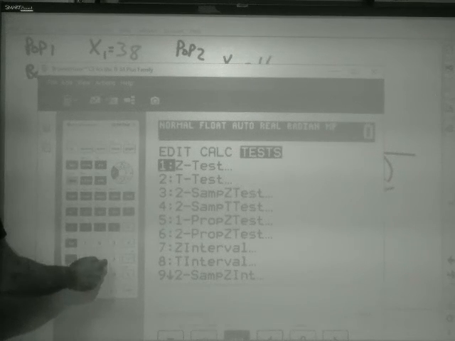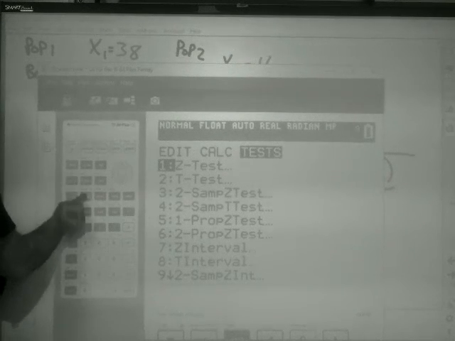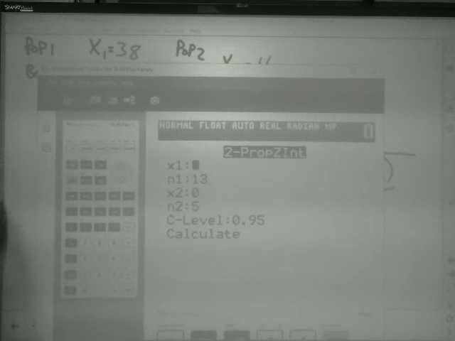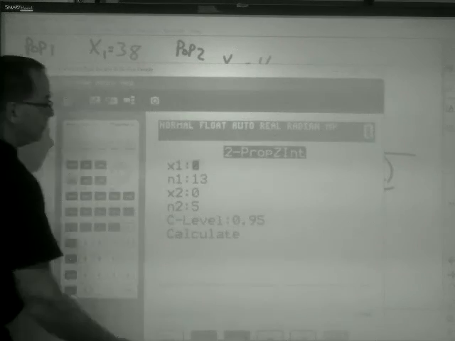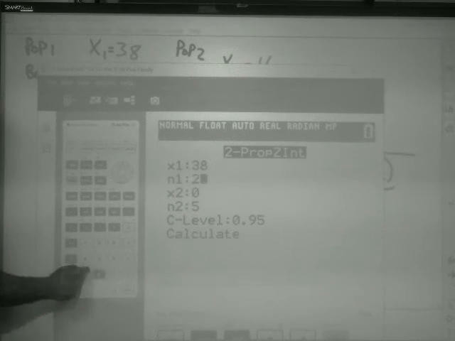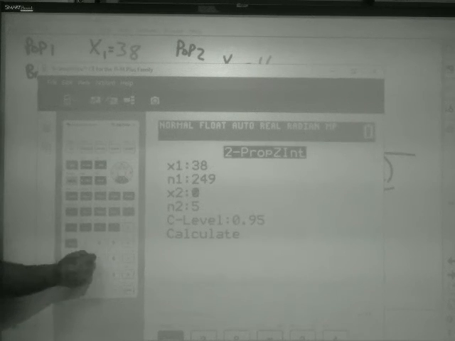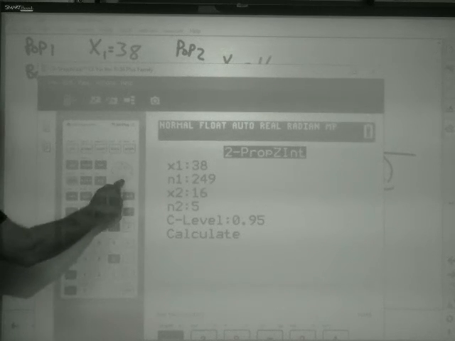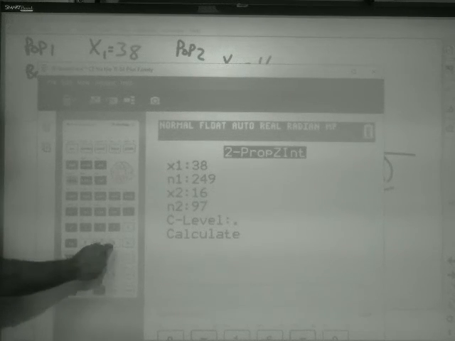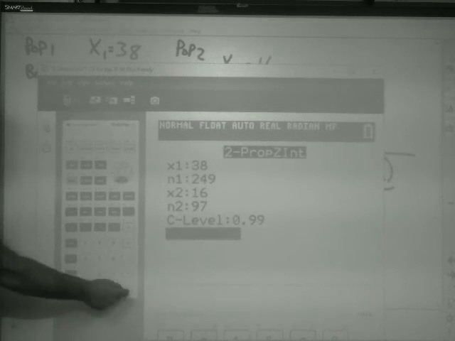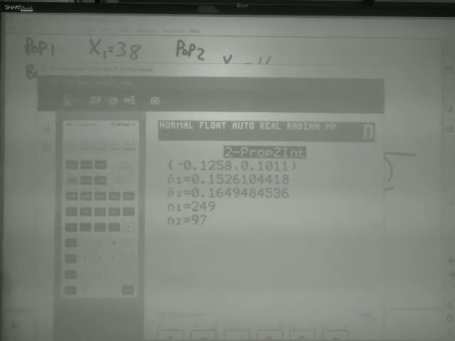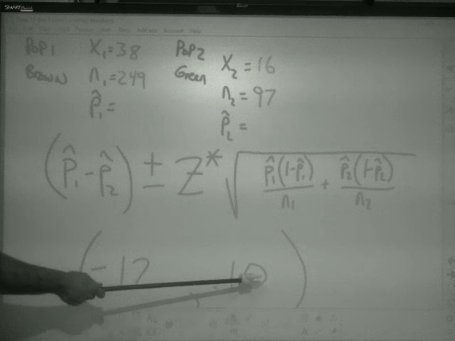We're going to go to test, and then we're going to go to option B. So, two proportion Z interval. So X1 is 38 out of 249. So X1 is 38, 249, 16, 97. Confidence level is 0.99. In calculating, notice, it gives me my answer. Negative 0.12 up to positive 0.10.